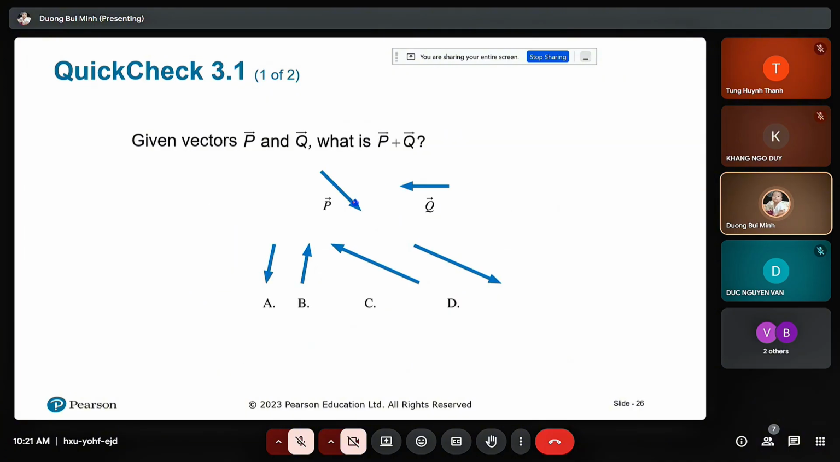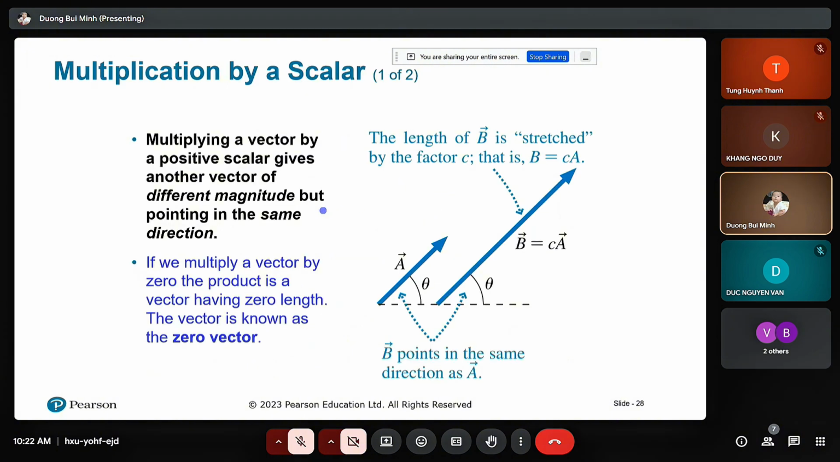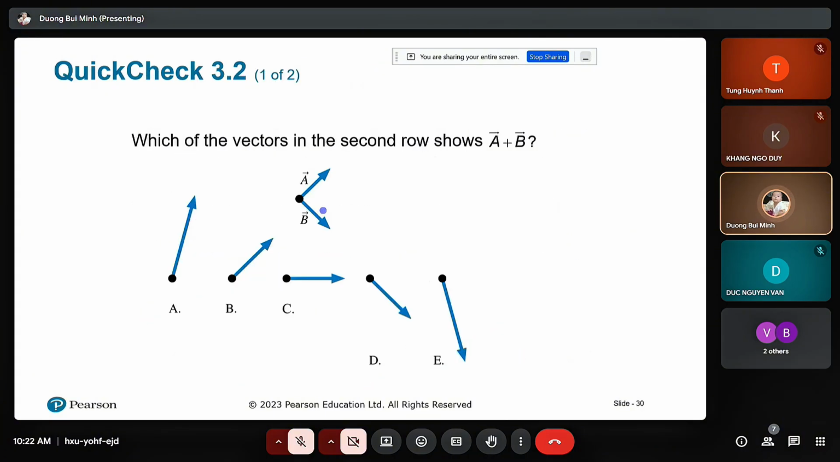So given vector B and vector Q, what is B plus Q? This is B, this one is Q, right? When we apply the theory, you can get the answer. We also have multiplication of a vector by a scalar. We studied that before, just to review.